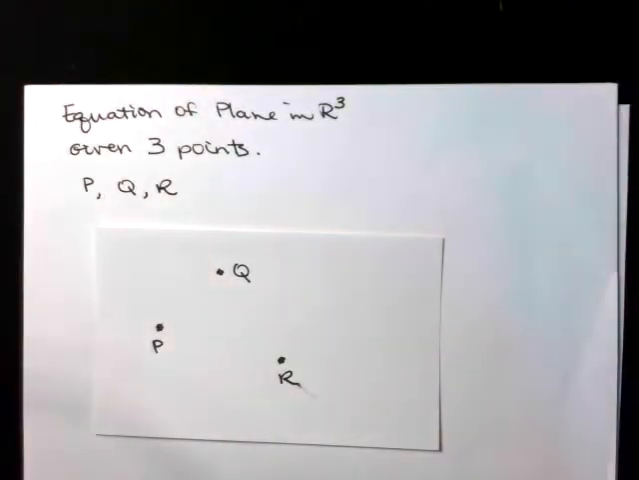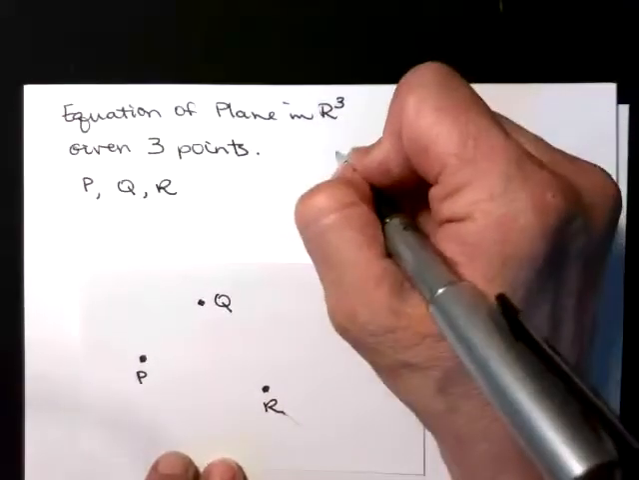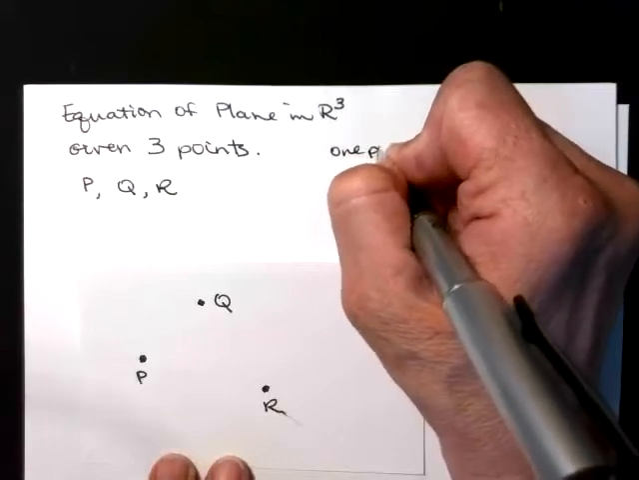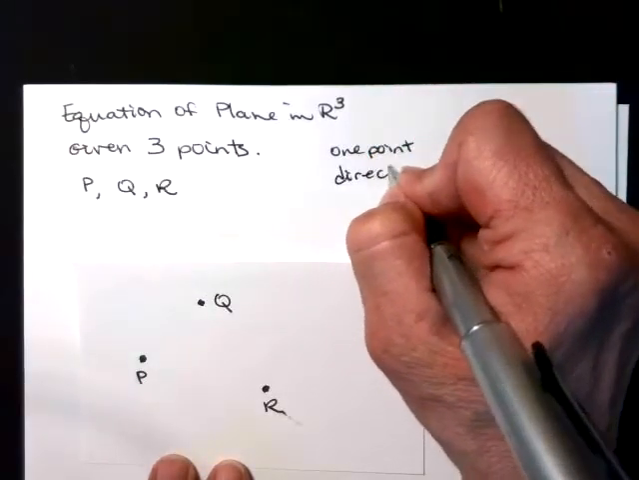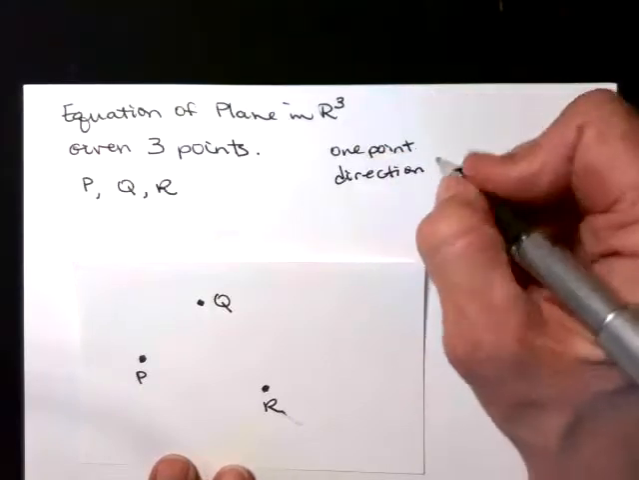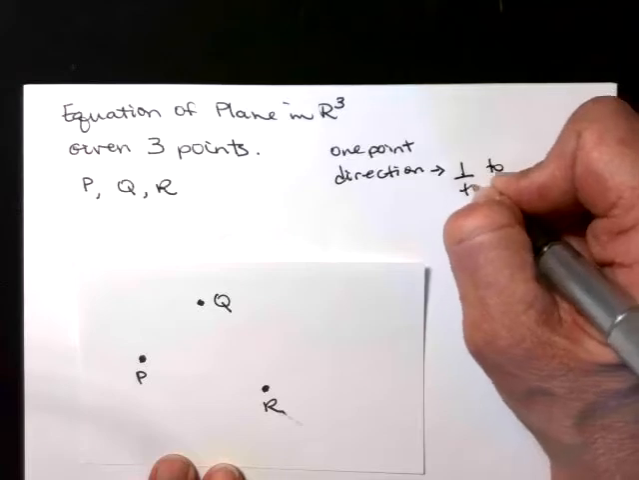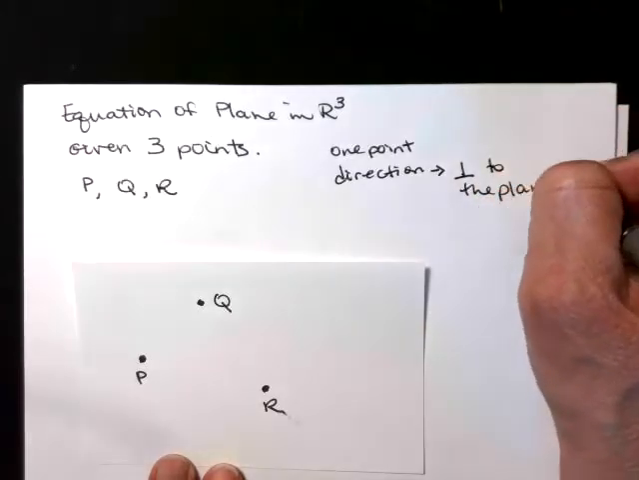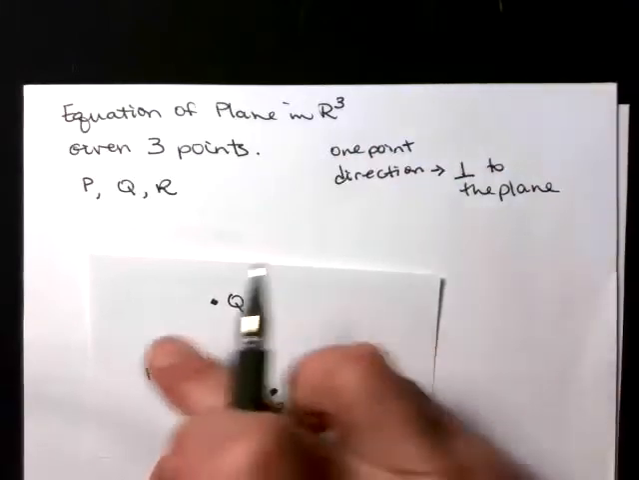So how do you find the equation of a plane if you're given 3 points? Well, remember, to find the equation, we need 1 point, and we need a direction. Right? So those are the two things. And remember, that direction is actually perpendicular to the plane.